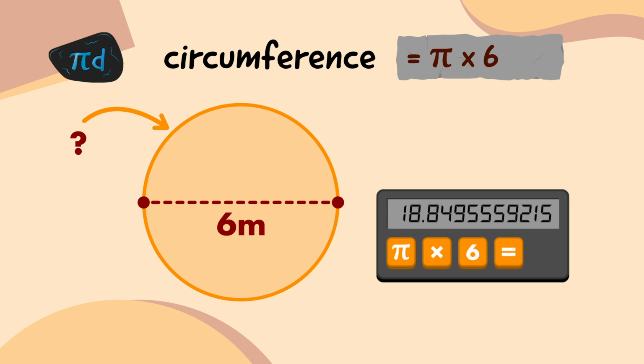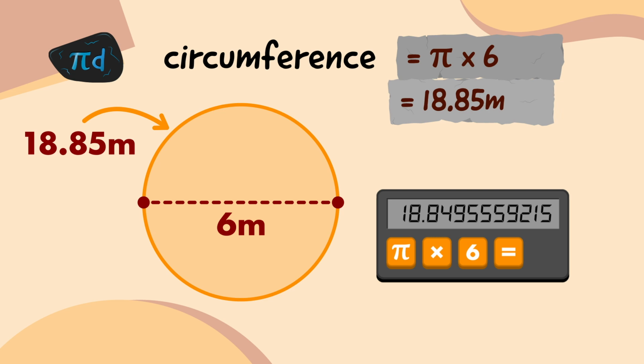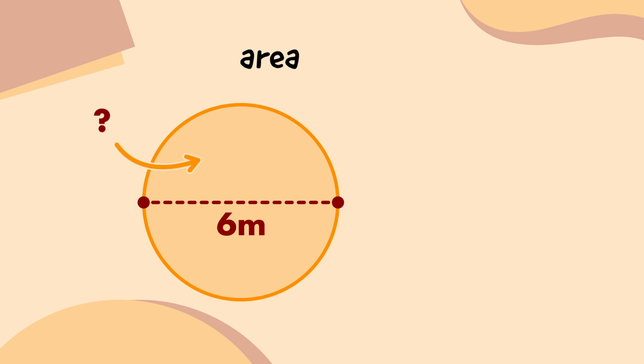18.849559215. The spell doesn't need to be quite as precise as that, so we'll round the long number to 2 decimal places. That means the circumference of this stone circle is 18.85 metres long. Brilliant! I'll work out the area next.